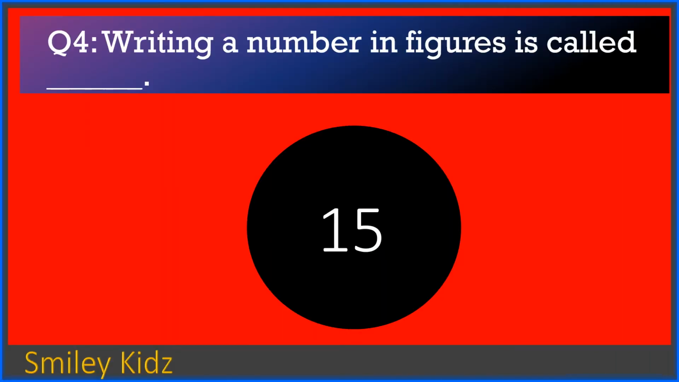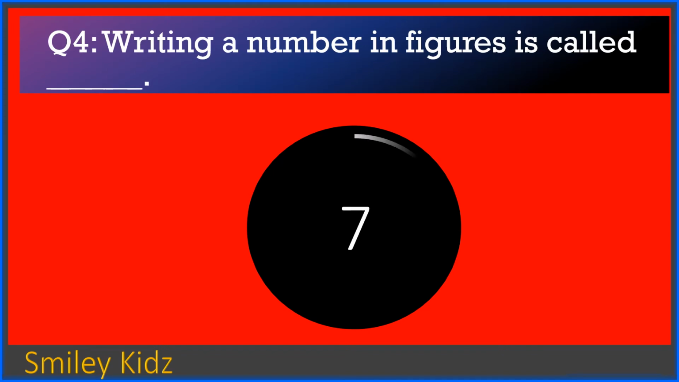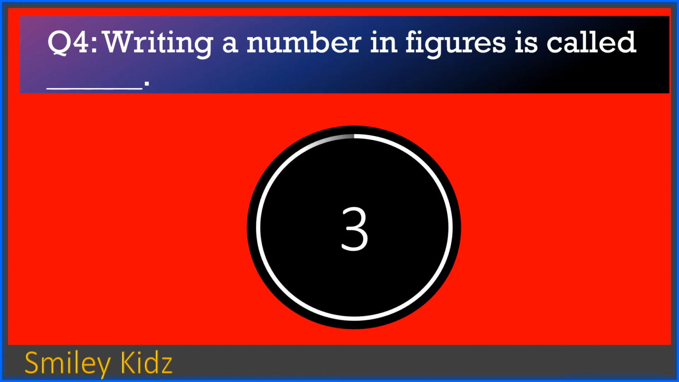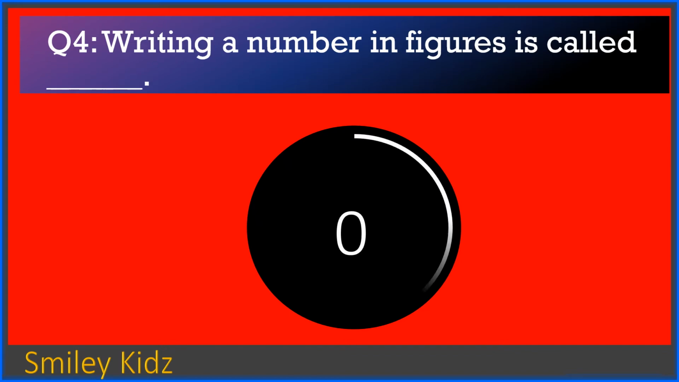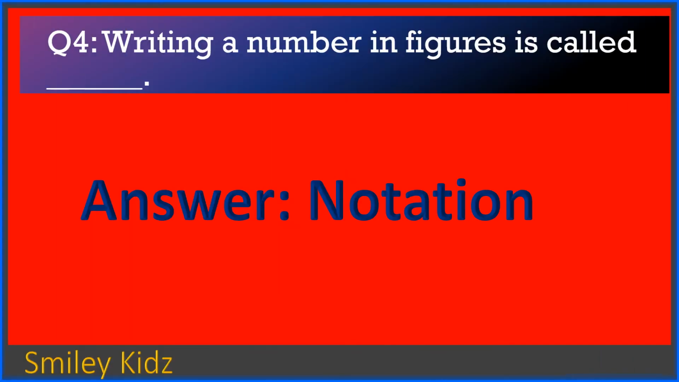Moving to question number 4. Writing a number in figures is called dash. Your time starts now. Your time is up. The right answer is notation. Writing a number in figures is called notation.